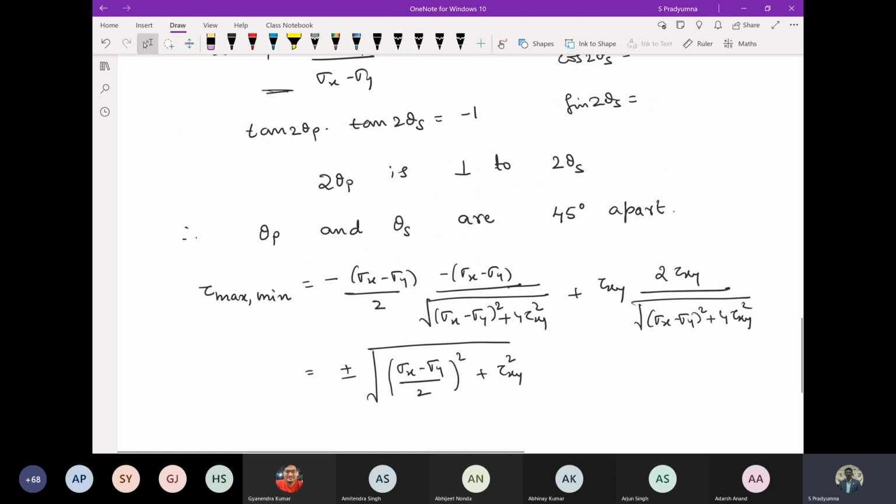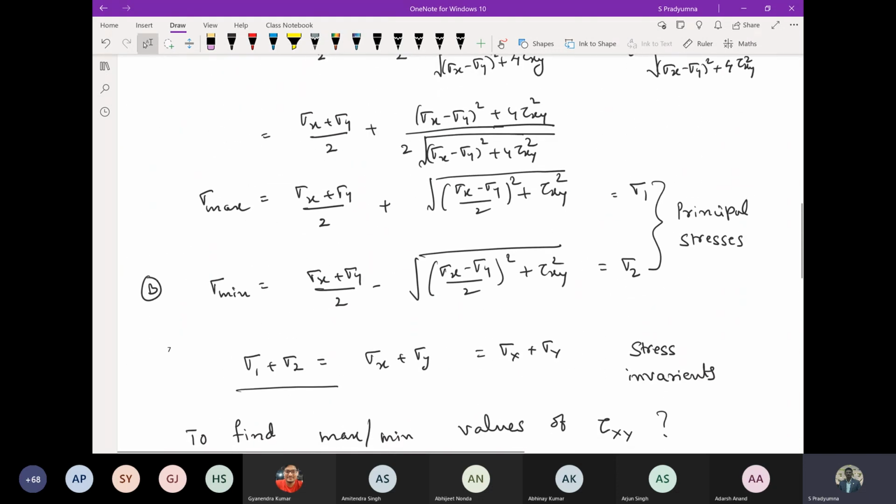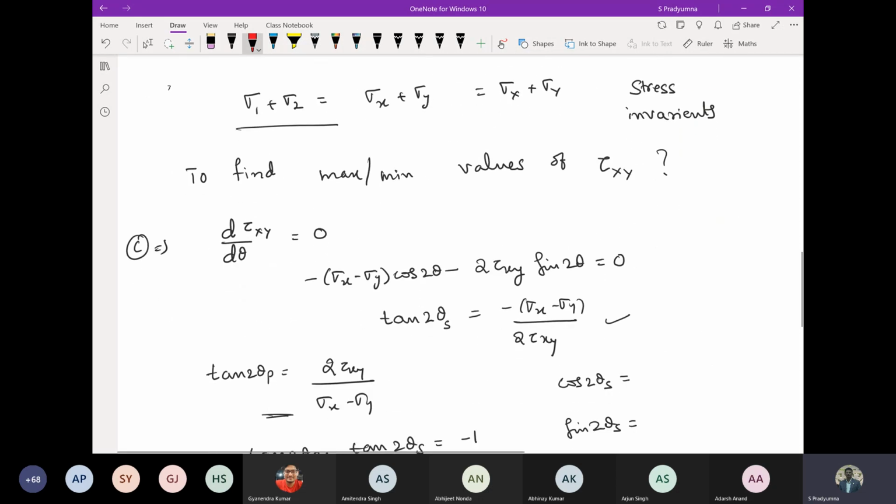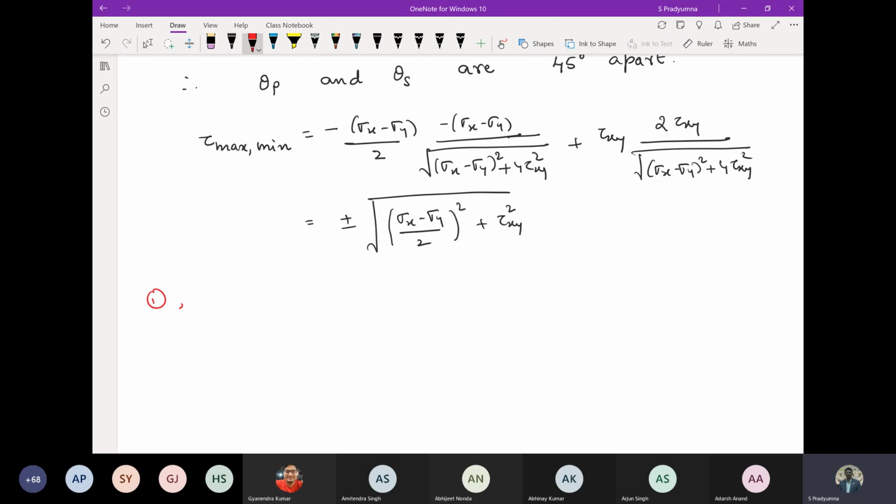This can also be written from the sigma 1, sigma 2 equation. I call this equation 1 and this equation 2. So if I take equation 1 and equation 2, I can write that (sigma 1 minus sigma 2) by 2 is equal to tau max. If I take plus or minus with this, I get tau max and tau minimum. This gives me the value of tau maximum, which is 45 degrees apart with respect to the principal direction. So we can obtain this from this.